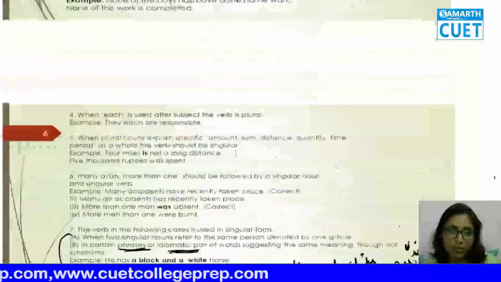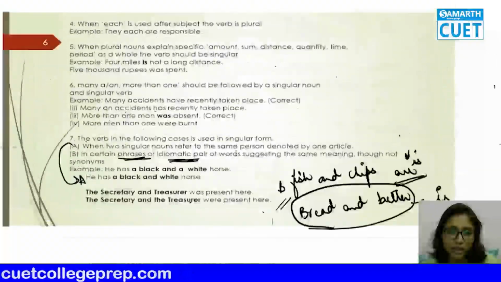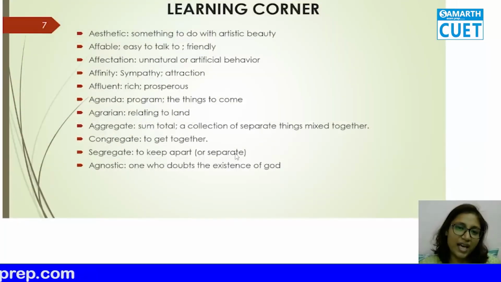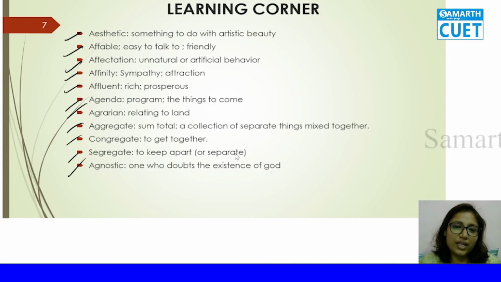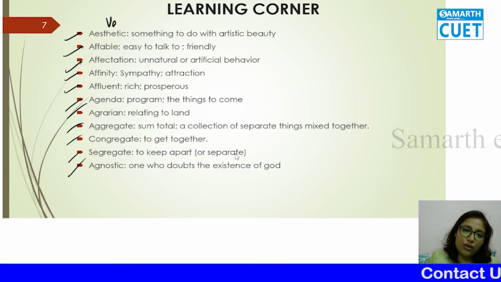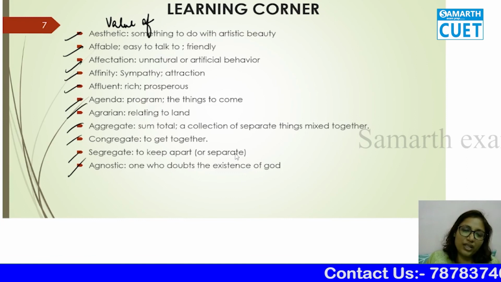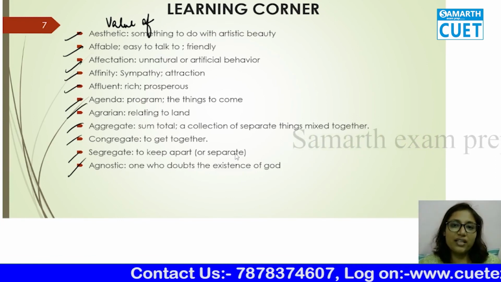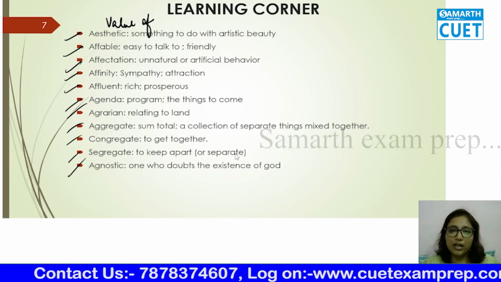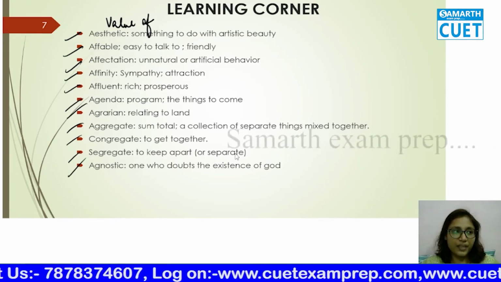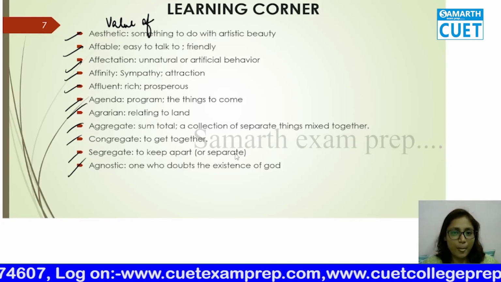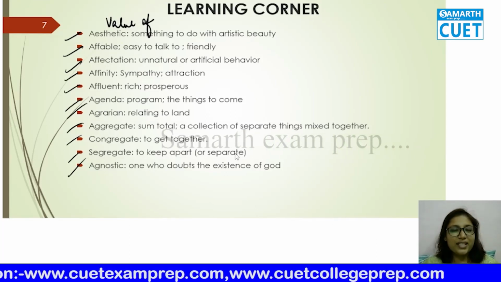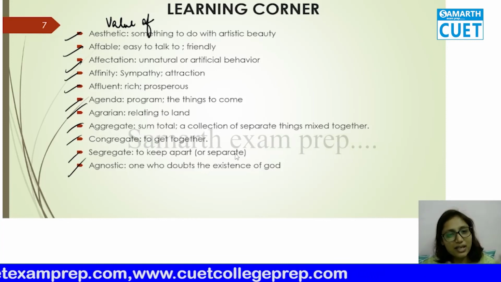We'll just quickly move to the learning corner. Here I have put a few words. Please go through these words. Not very difficult ones. Aesthetic value of a place means artistic beauty, related to beauty. I would like to put the aesthetics of this place in vibrant themes. So basically anything to do with artistic beauty is aesthetic.